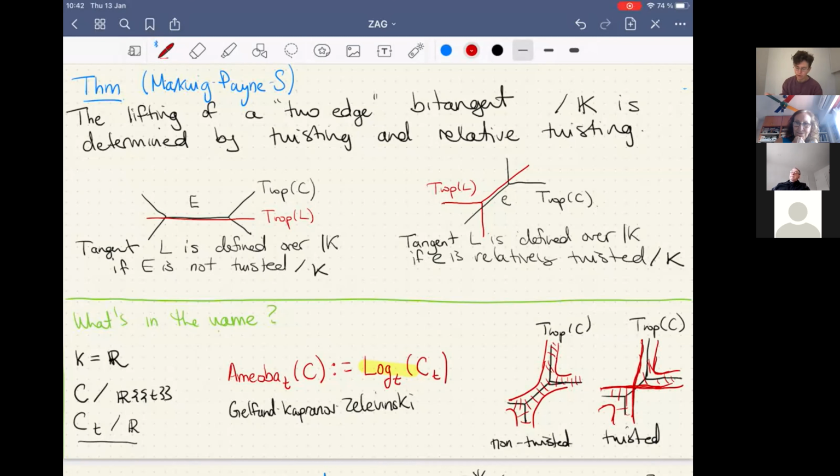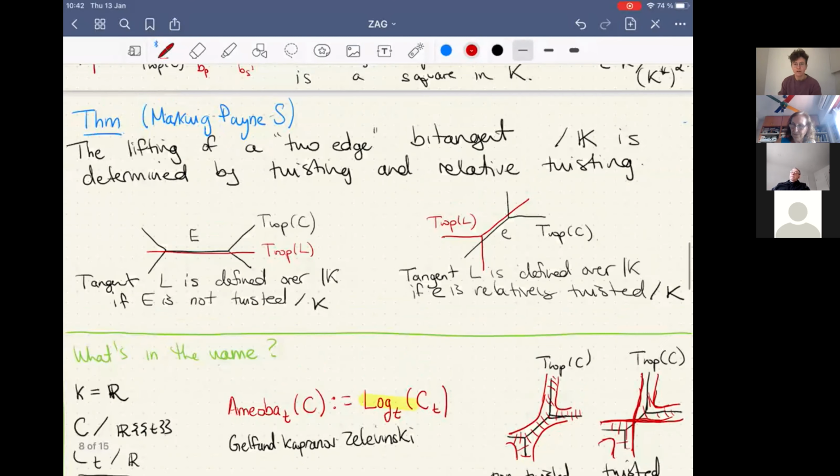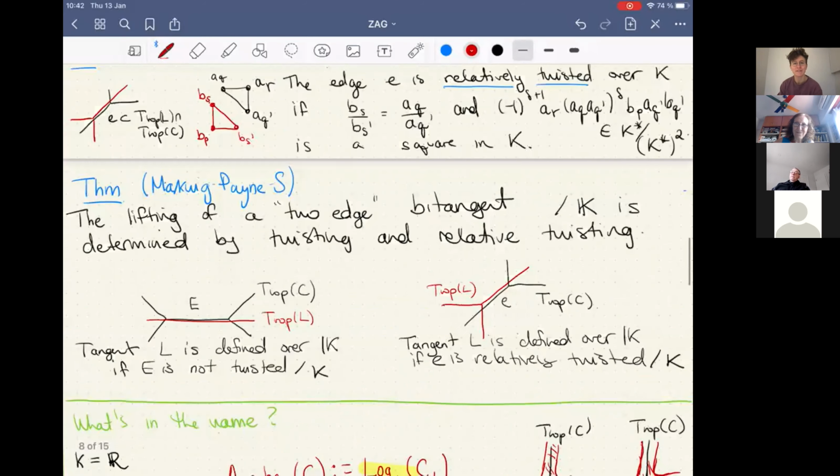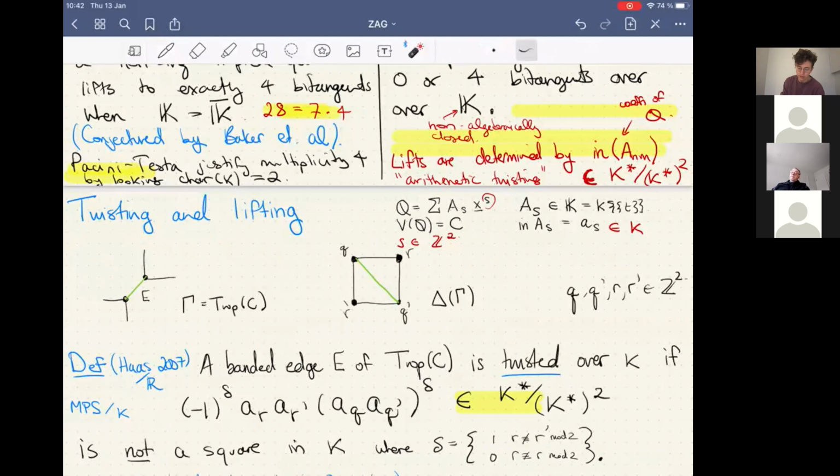And over the real numbers, this is a kind of complicated way of saying that the amoeba twists. So all you need to know whether it twists or not are the signs of the coefficients of these monomials. So the signs would be exactly the class here.